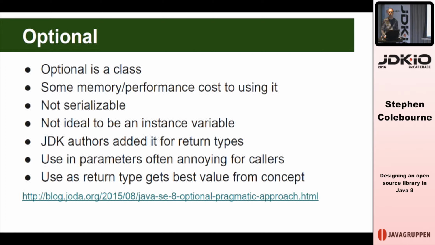I personally find that if you use it in parameters, it's often very annoying for the caller, because they will typically just have a string. They won't have an optional of a string. Therefore, they have to wrap it in an optional just to call your API. It's not usually very friendly. So using it just as a return type, that is the best value for the concept in Java 8.